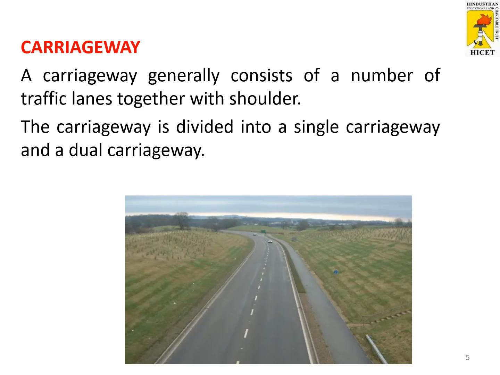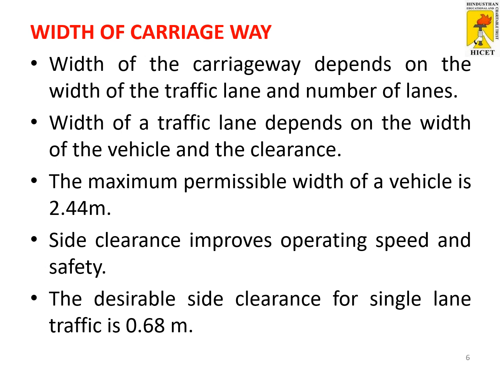Carriageway. So what is meant by a carriageway? A carriageway generally consists of a number of lanes. It may be a single lane, double lane, or 3-lane carriageway. Now how do we fix the width of the carriageway? The width of the carriageway depends on the width of the traffic lane and the number of lanes. So the number of lanes and the width of each lane determine the width of the carriageway.